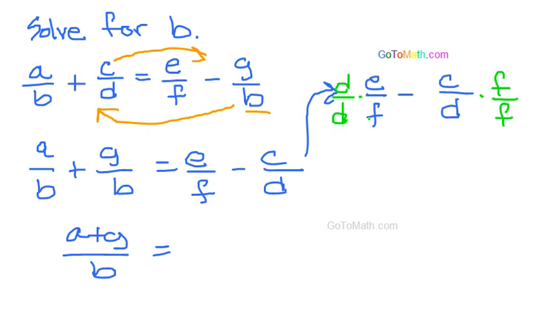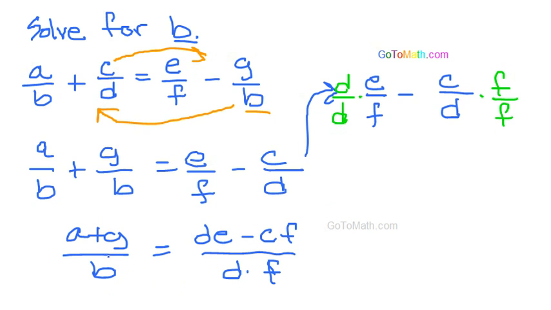So now we have a d times f, so both those denominators are going to be the same. And then of course we can just add the tops. So we end up with d times e minus c times f over, right, we can go ahead and just write d times f down here. Okay. Alright. But remember, what we're trying to do here is we're trying to solve for b.